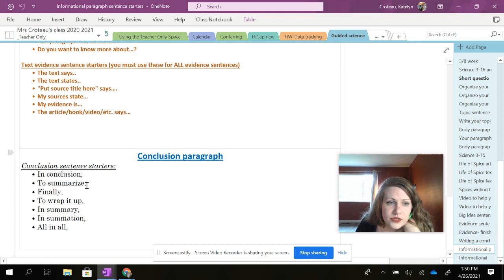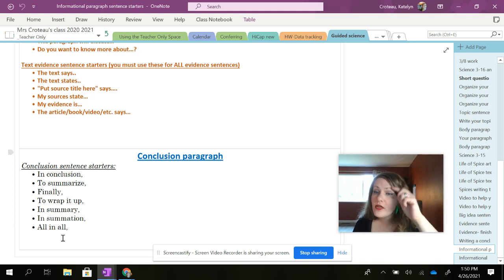In conclusion, to summarize, finally, to wrap it up, in summary, in summation, all in all. All of these things are like ending statements. So first of all, that helps signal the reader, oh, we're done, okay? We're wrapping up, I get it. And then it also helps you to remember to restate what you already said and bring it to a close. There are very fancy ways to do this. There are very, very, very simple ways to do it.